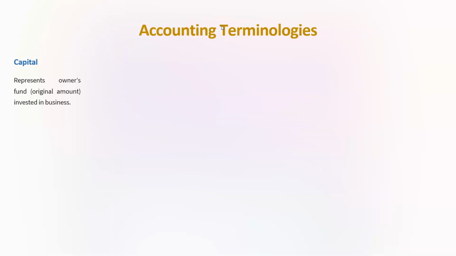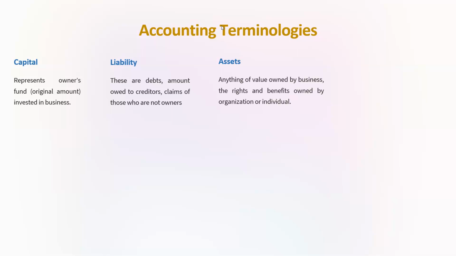And we will quickly see the accounting terminologies. Capital is the owner's equity, that is the owner's funds, the original amount invested in the business. Liability or debts is the amount owed to creditors, the claims of those who are not owners. If the company is liable, it means the company has to pay a debt, or if a person or an organization is liable to the company, it means they are liable to pay to the present company. And then there are assets.